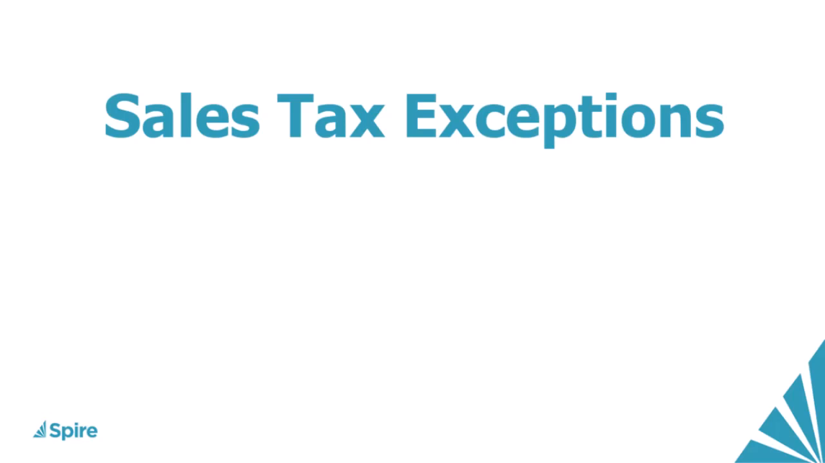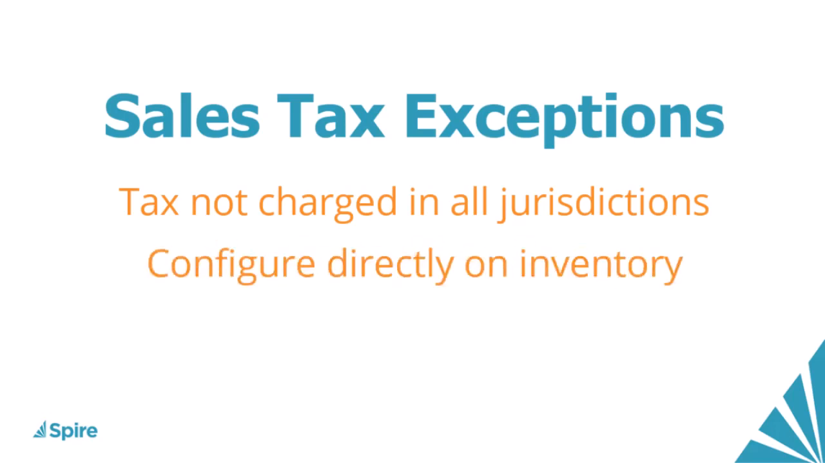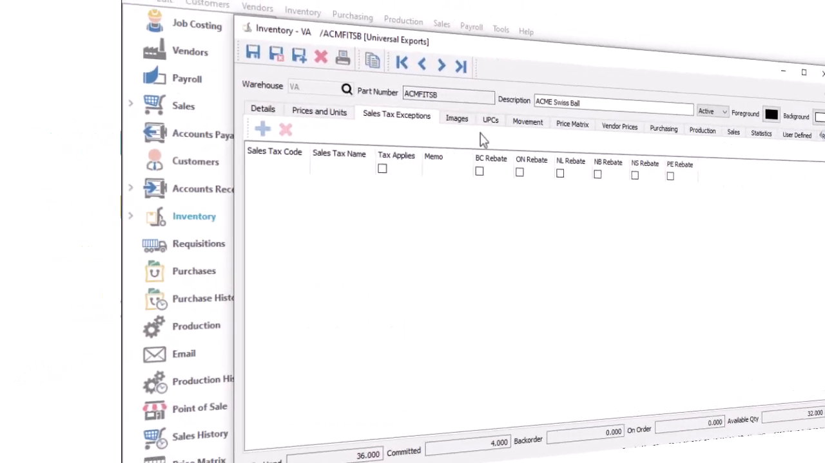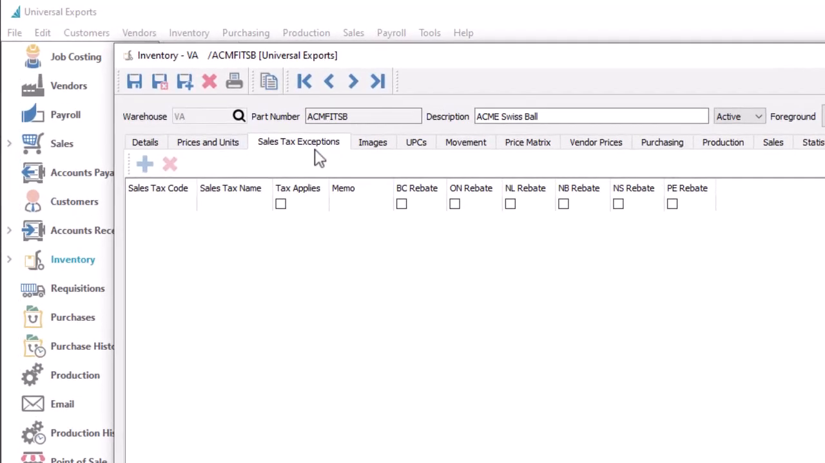When some of the inventory items you sell to customers are not charged all taxes in your jurisdiction, you can specify sales tax exceptions. Configure them either directly on the inventory item or related product code record. Sales tax setup for an inventory record is found on the Sales Tax Exceptions tab. This list of sales tax codes can remain empty if no tax exemptions apply and is calculated solely based on customer settings. You only need to enter something here when a tax jurisdiction is either fully exempt or partially exempt by province.